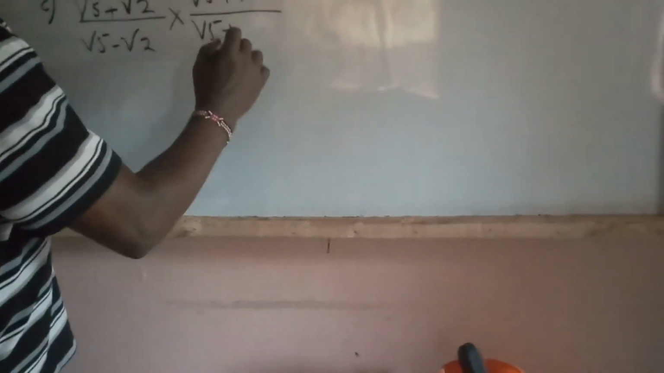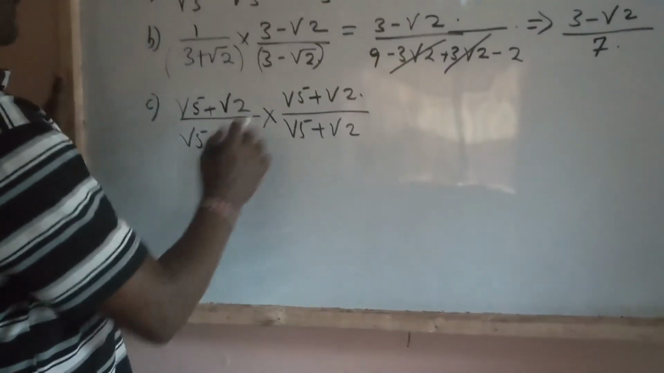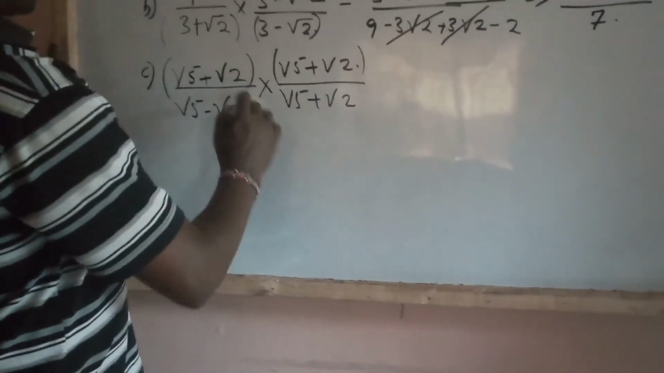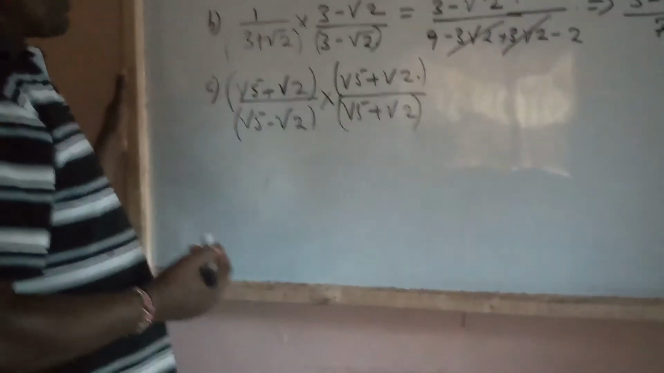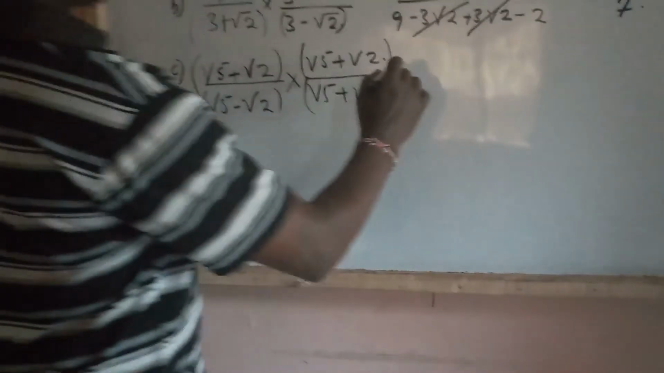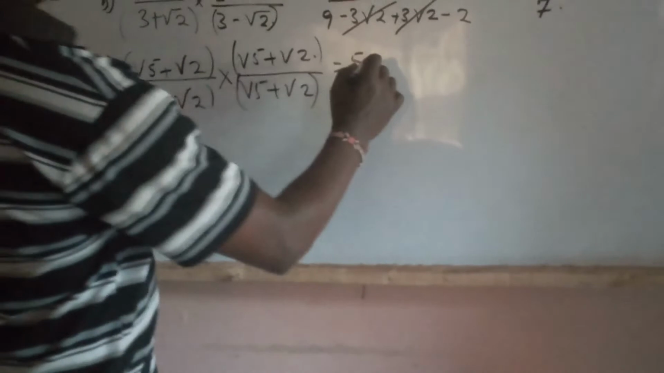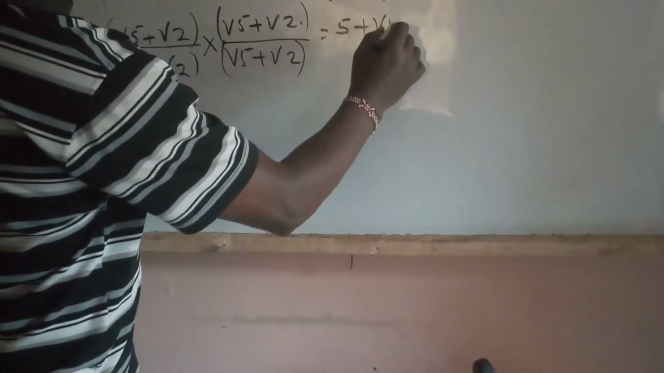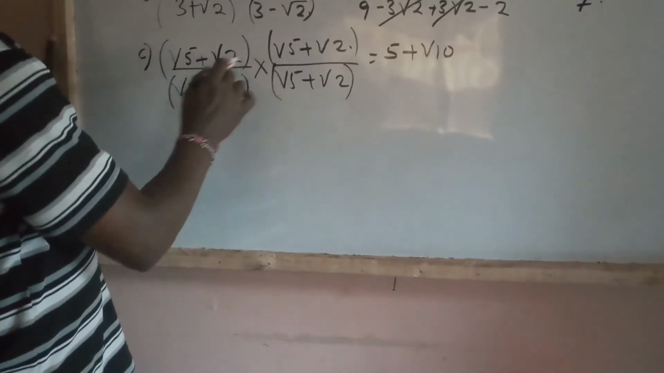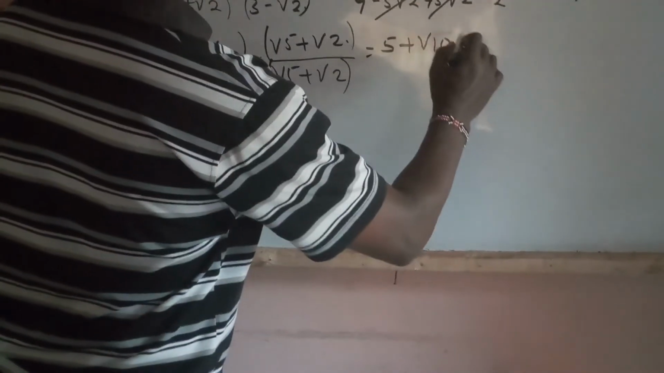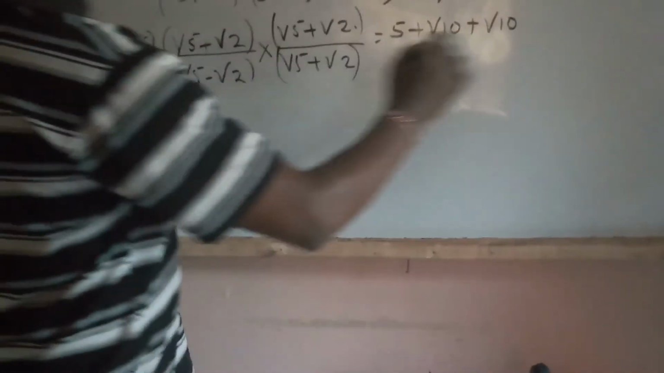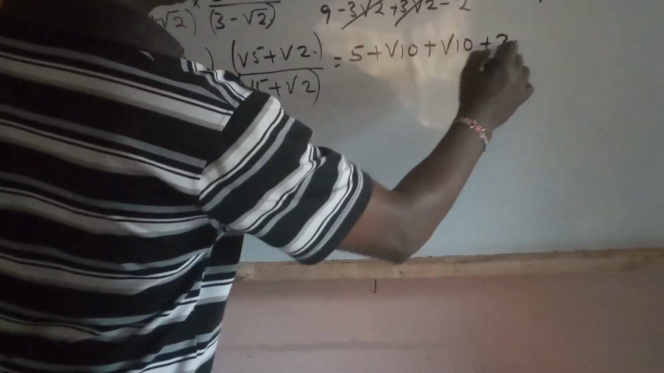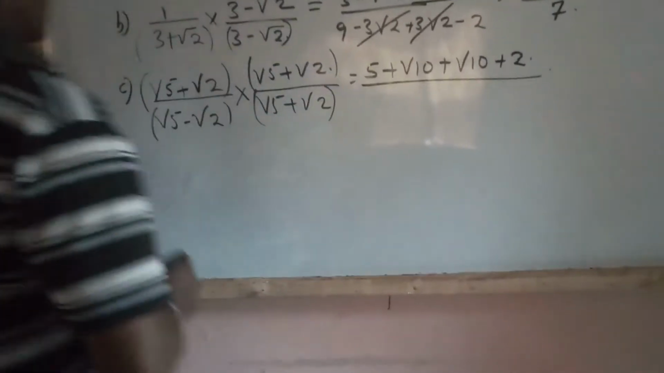Root 5 plus root 2. Note the change of the sign. Our duty now is simply to open up this bracket using FOIL or any other appropriate method. Root 5 times root 5 is simply 5. Root 5 times root 2 is root 10. And root 2 times root 5 is another root 10. And root 2 times root 2 is going to give us a 2 all over.